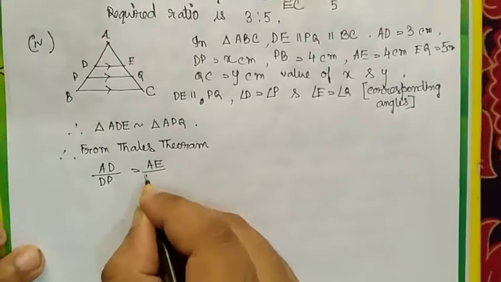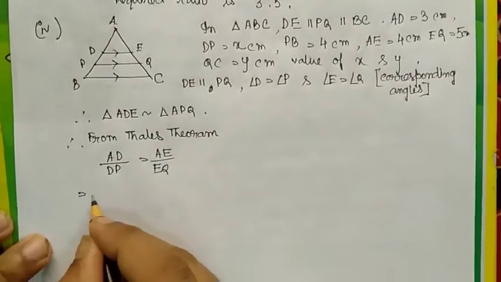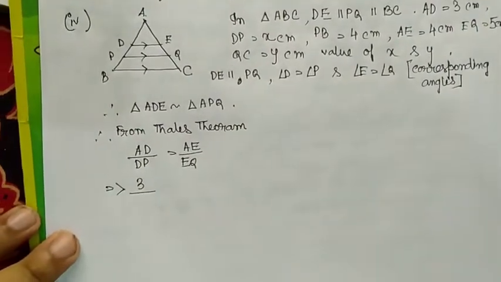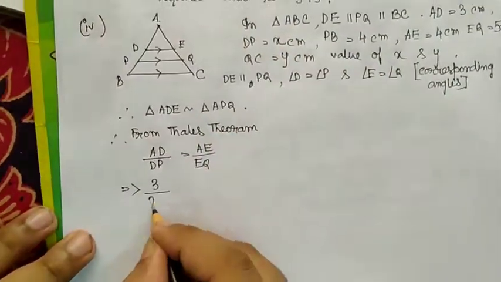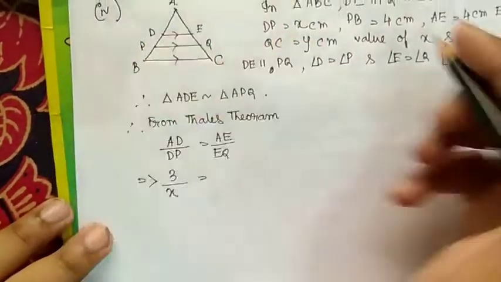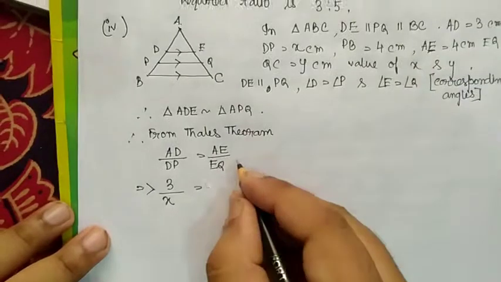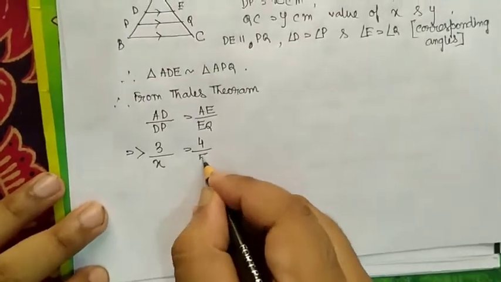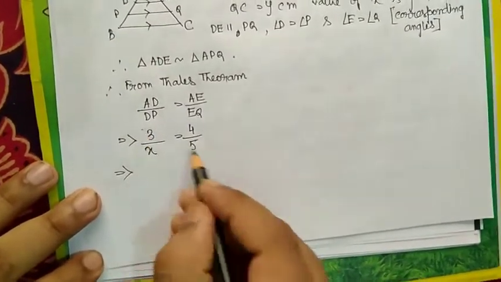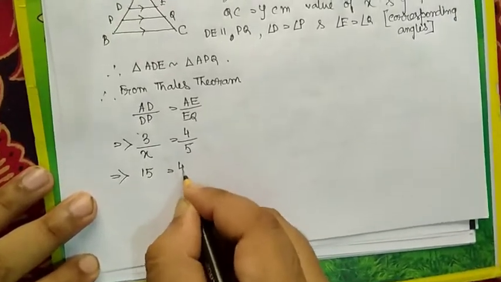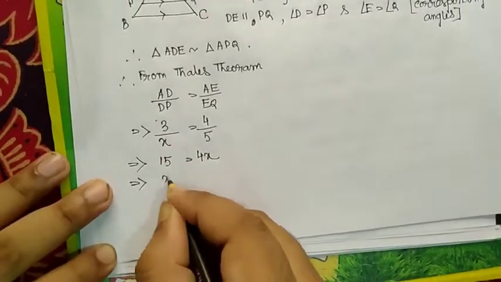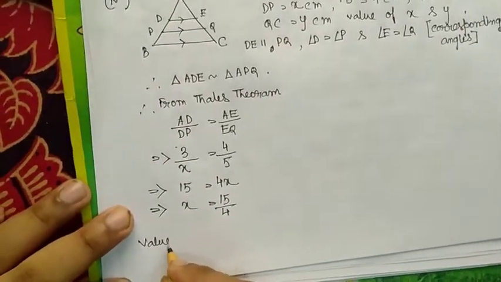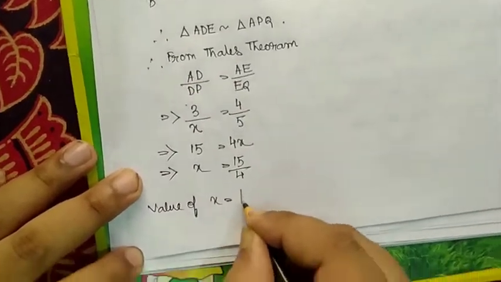We know that from the Thales theorem. We have to put down those values. Value of AD, we know that 3 centimeter. DP, we don't know the value of DP. This is x centimeter. We have to find the value of x. Now AE equal to 4 centimeter. Therefore this is 4, and EQ means 5. So cross multiplying those values, 3 into 5, 15 equal to 4x, or x equal to 15 by 4. So the value of x is equal to 15 by 4.